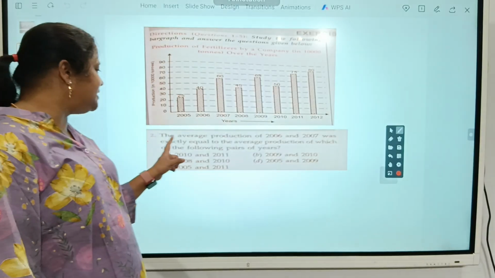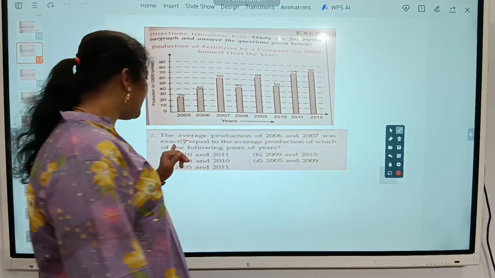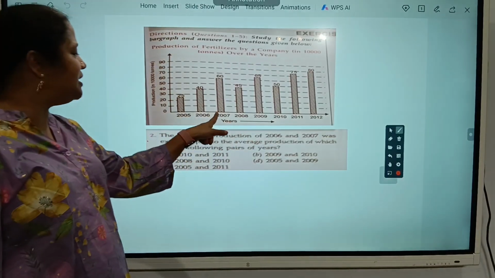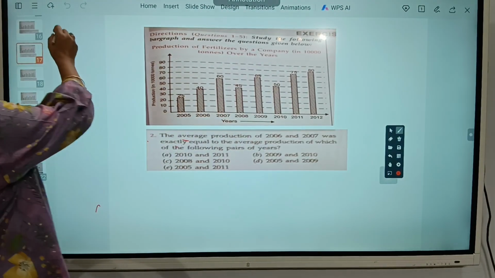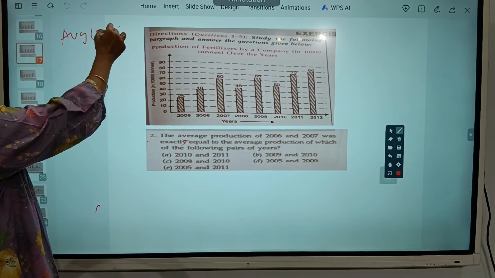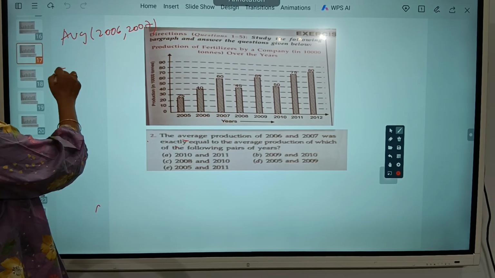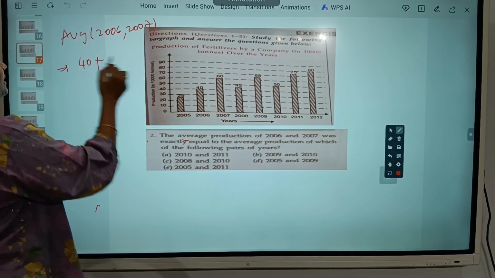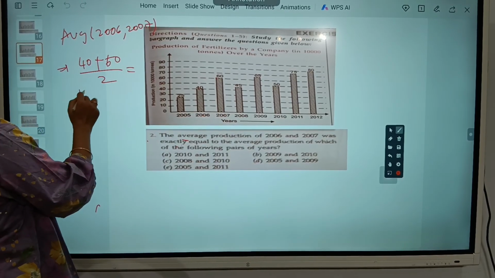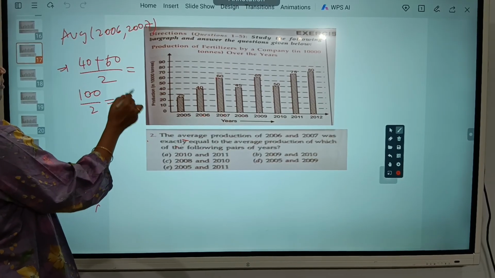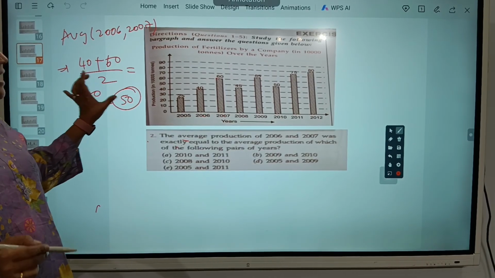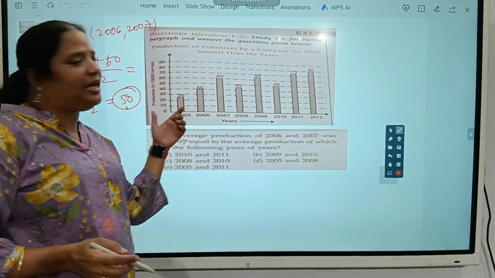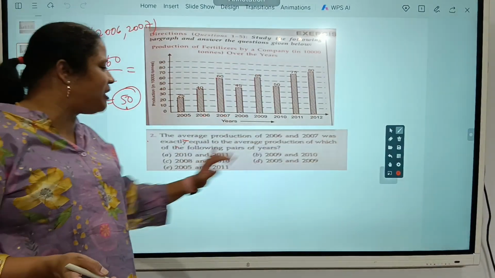The second question is: the average production of 2006 and 2007 was exactly equal to the average production of which of the following pair of years? So for 2006-2007 we have to find the average. For 2006 the value is 40, and for 2007 it is 60, so 100 by 2 is 50. So for which of the years is the average the same, 50, we have to find out. Instead of finding all years line by line, we will solve from the answers only.